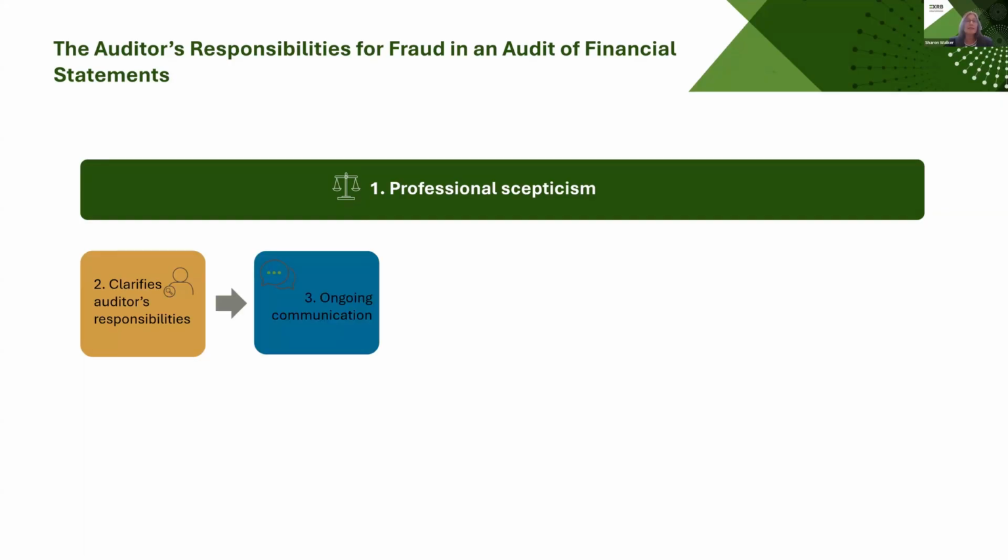Thirdly, the revised standard reinforces the ongoing need to communicate with management and those charged with governance with regard to fraud. This is intended to provide early warning signals to directors around the risks of fraud and to enable management and directors to explore ways to prevent and detect fraud.